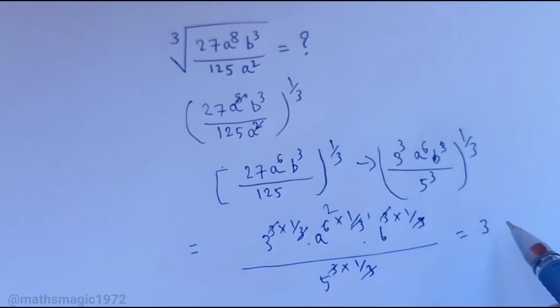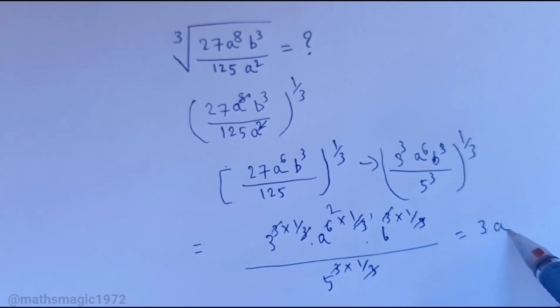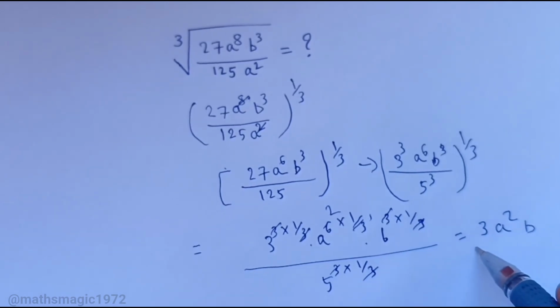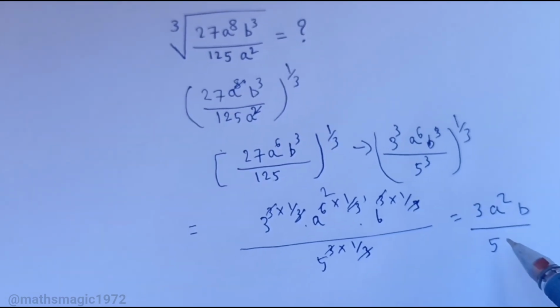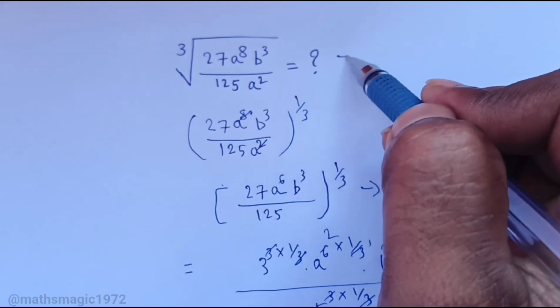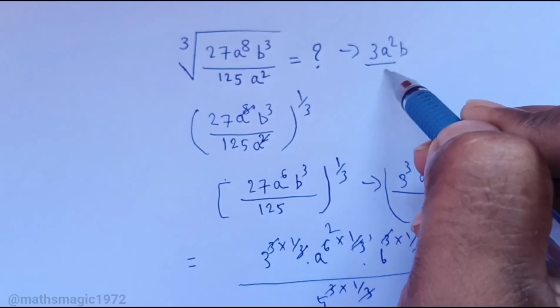Here 3 a square b over 5. That's our answer. Final answer is 3a square b over 5. That's our final answer.